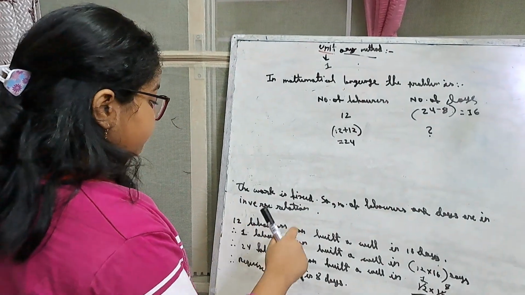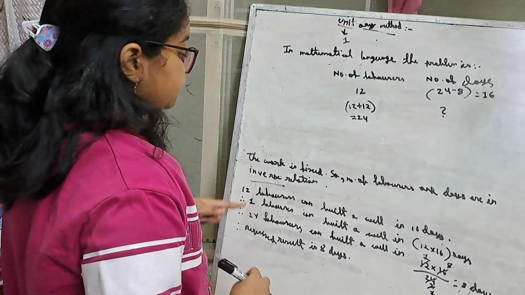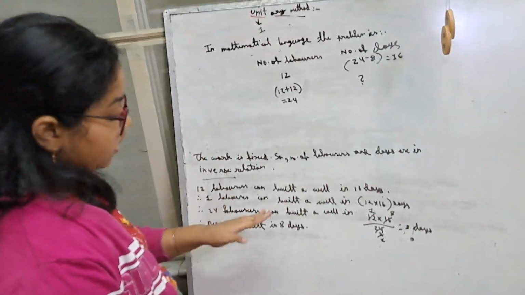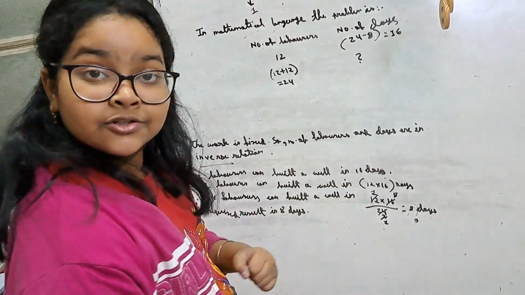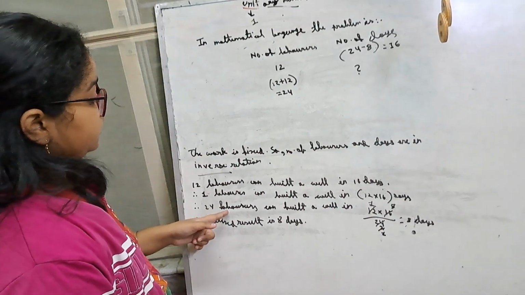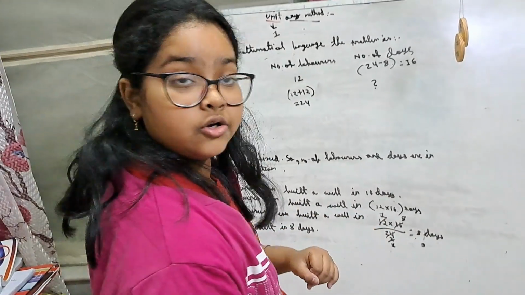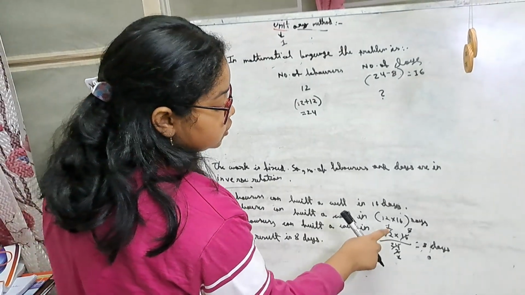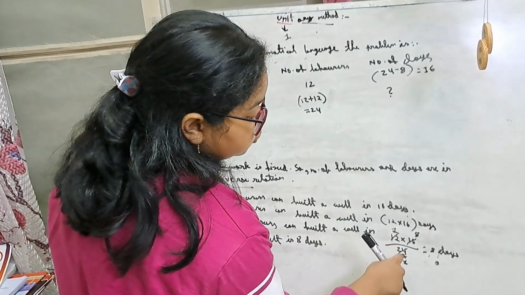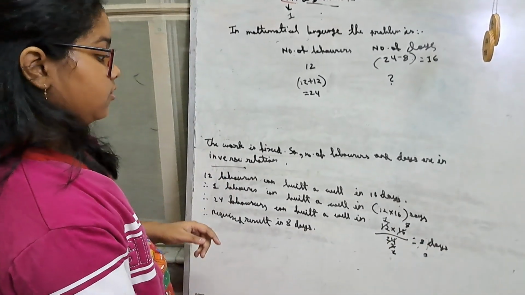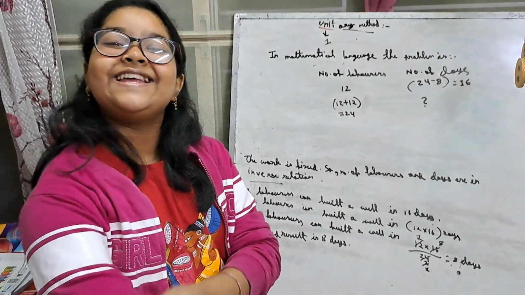Okay, so inverse relation. So 12 laborers can build a well in 16 days. Therefore, 1 laborer can build a well in 12 into 16 days. So 24 laborers can build a well in 12 into 16 by 24. So 12 ones are 12, 12 twos are 24, 2 8s are 16, 2 ones are 2, so it equals 8 days. Okay, so the result is 8 days.